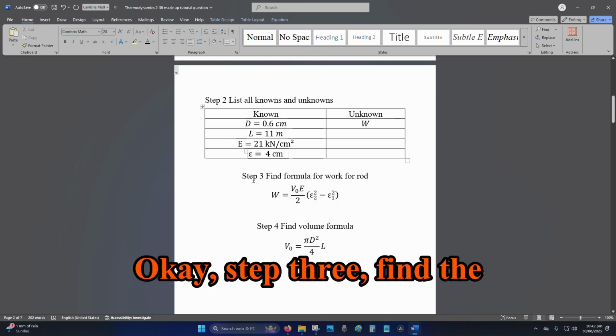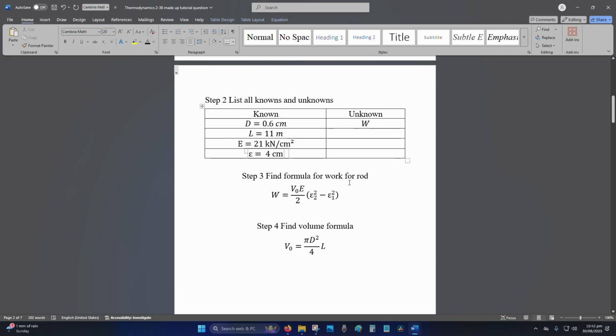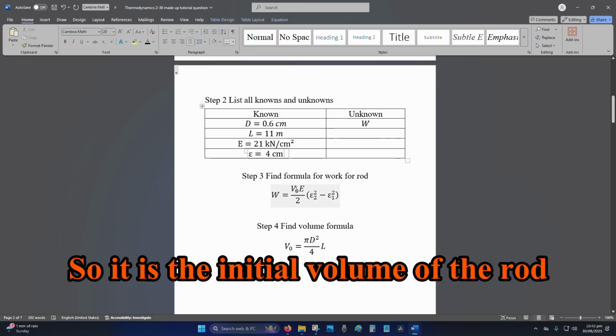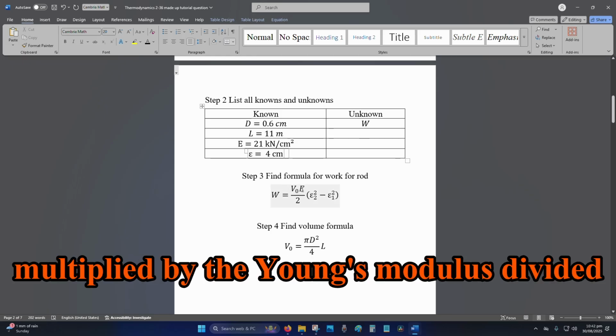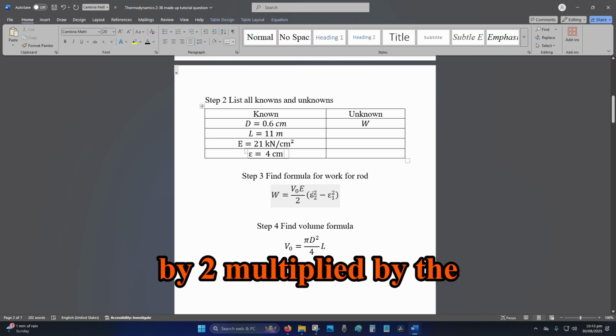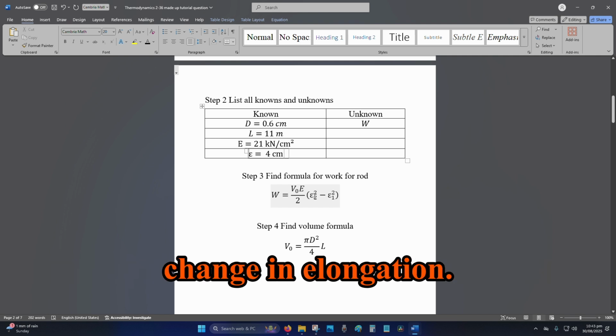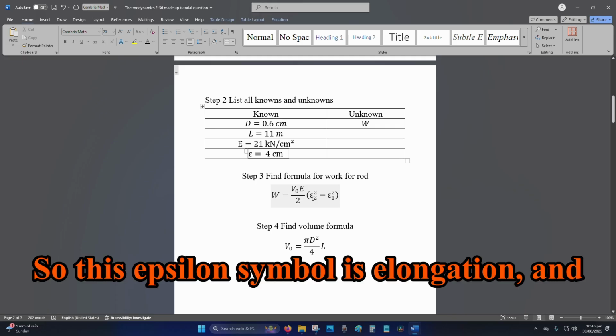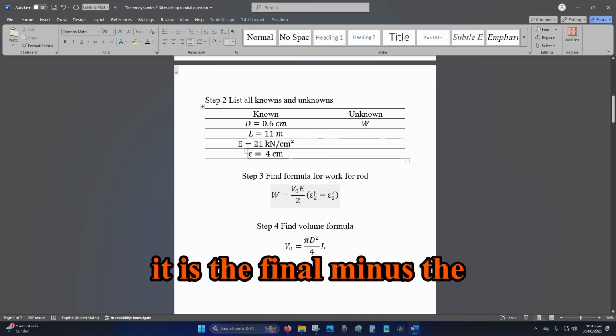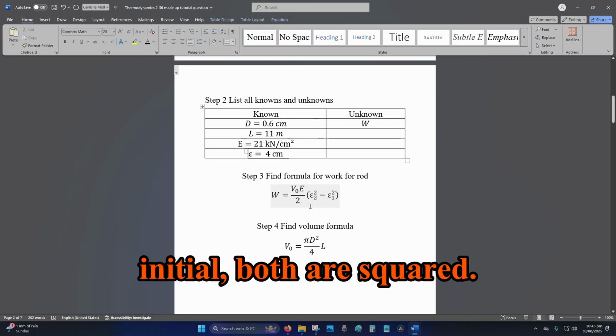Okay, step 3. Find the formula for work for the rod. So it is the initial volume of the rod multiplied by the Young's modulus divided by 2 multiplied by the change in elongation. So this epsilon symbol is elongation, and it is the final minus the initial. Both are squared.